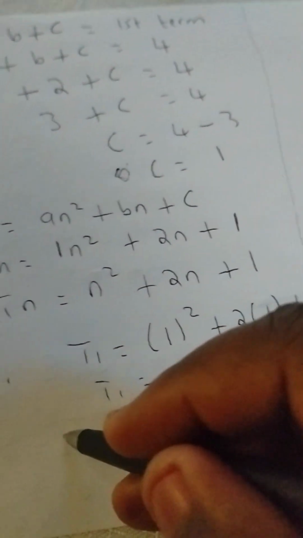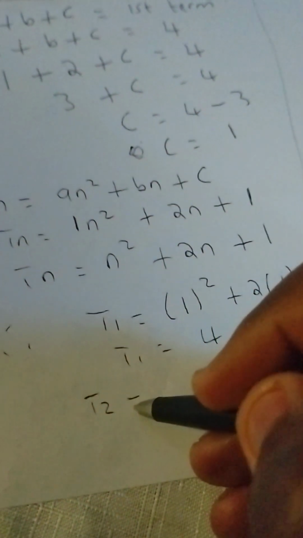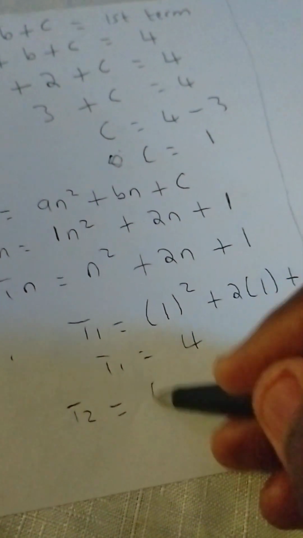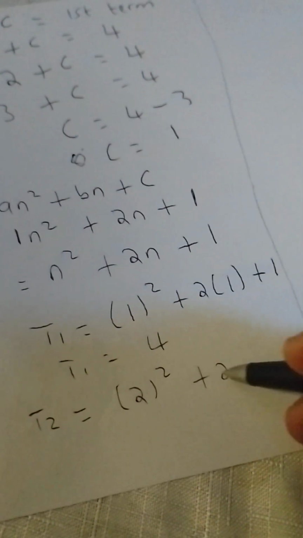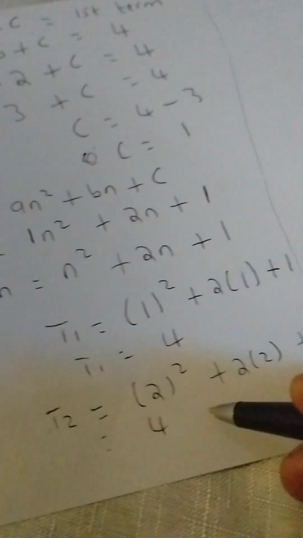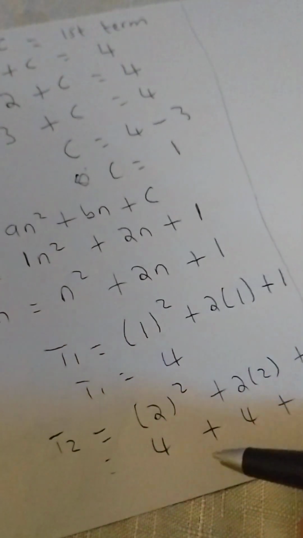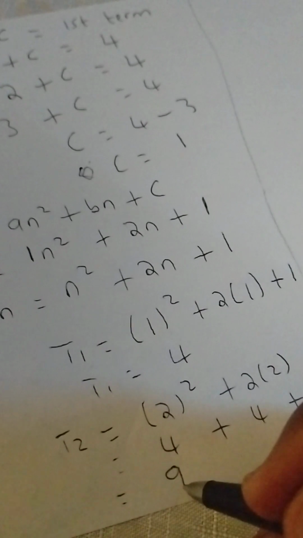Then I need to prove further. Let's test and find T2 as well. Again, wherever I see n, I'm going to put 2. So 2 squared is 4, 2 times 2 is 4, plus 1. So 4 plus 4 is 8, plus 1 is 9. So our T2 is 9.